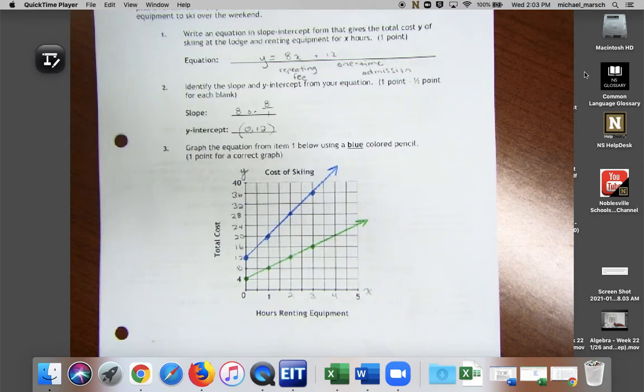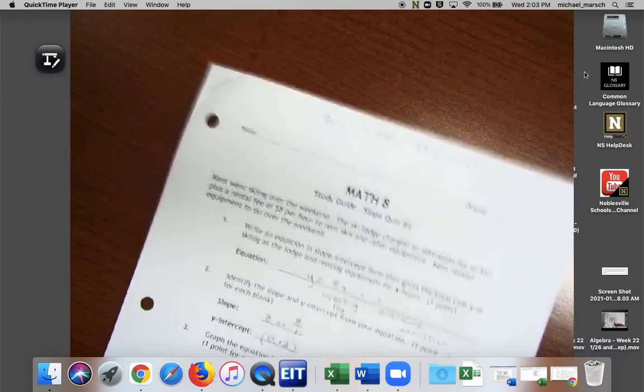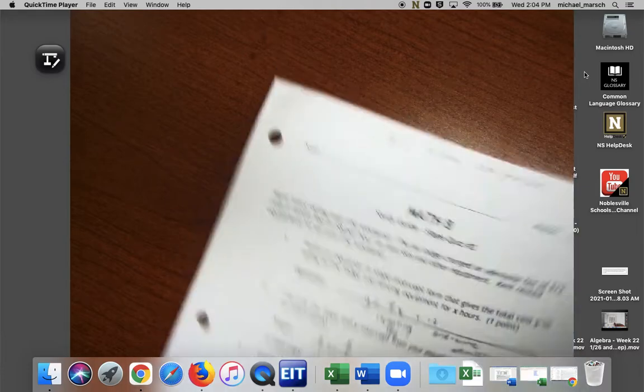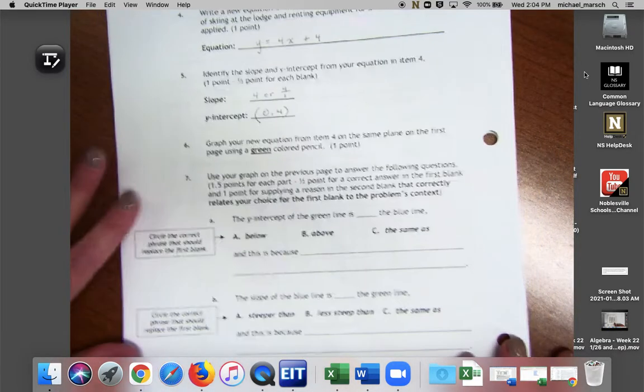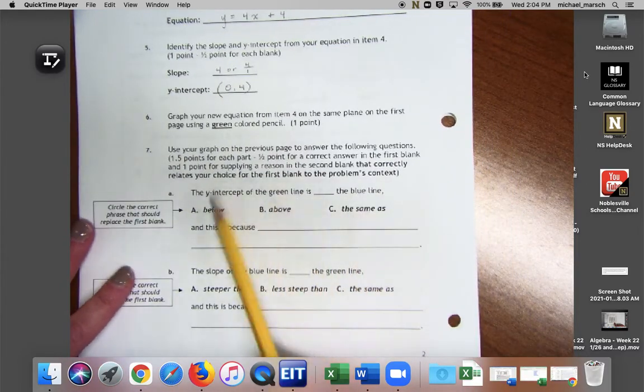And now we're going to answer some questions about comparing these two lines on the graph. Well, we did the second one, right? Now we're just going to, yeah, it's really close. There's not a whole lot of difference. Okay, so we're going to answer these questions.